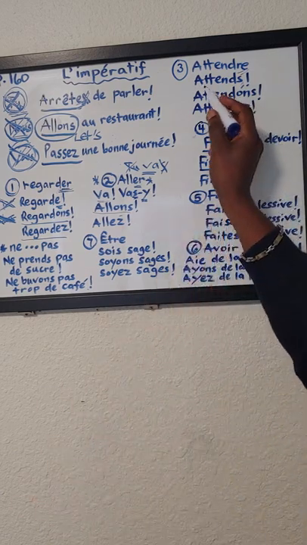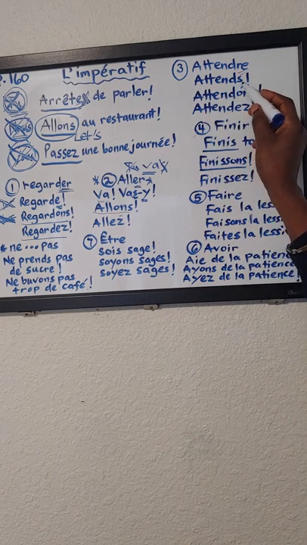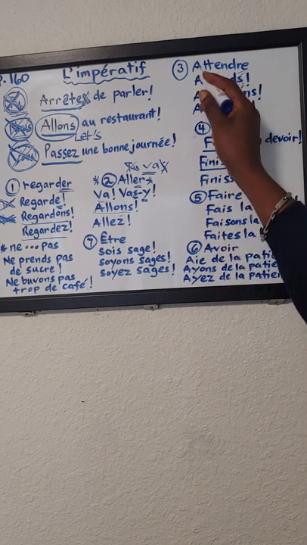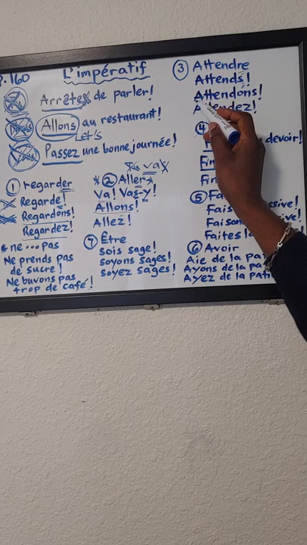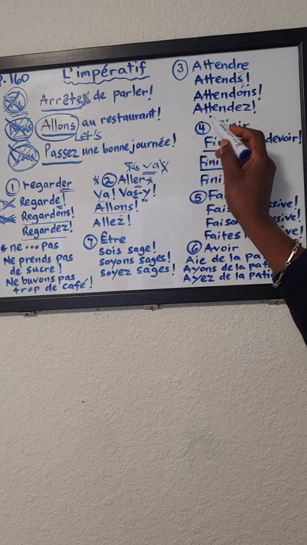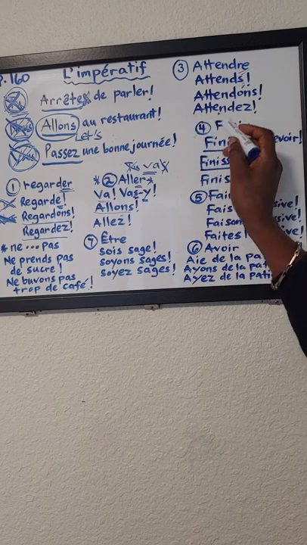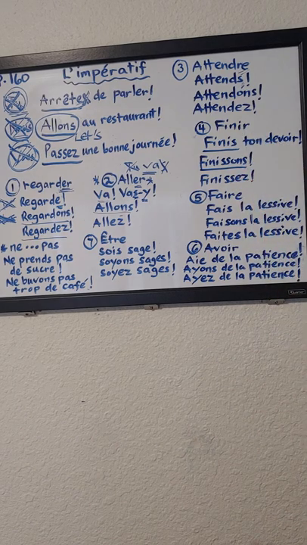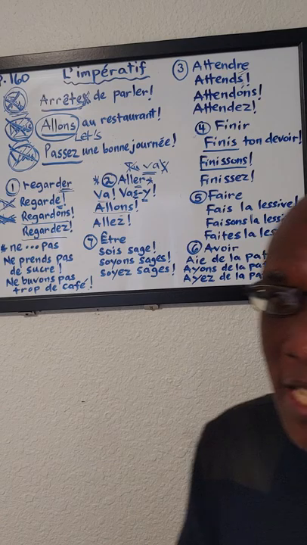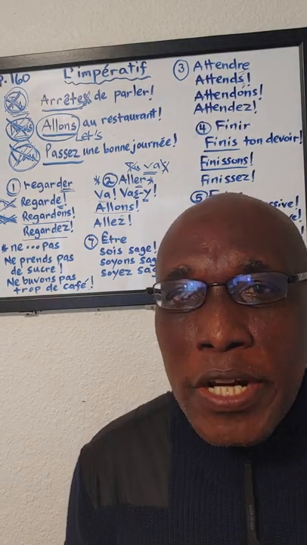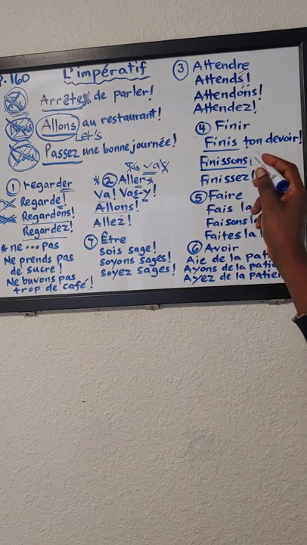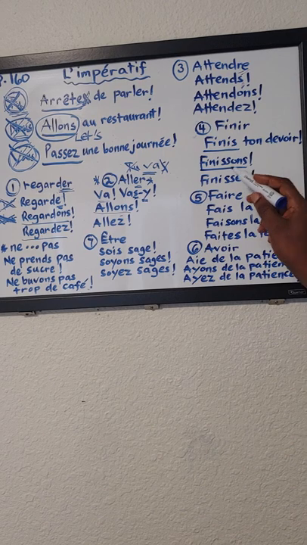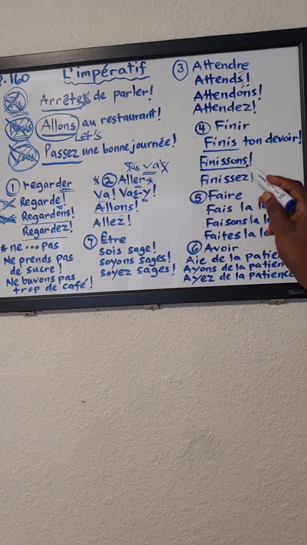So the tu form, attends. See the S is there. Don't drop it. The nous form, attendons. Let's wait. This is to wait. So wait. Let's wait. You, right? You wait. Attendez. The conjugations will be like that. All right? Finir, ir verb. Look at the conjugations. Don't drop anything except the subject pronouns. Right? So, see? Drop the R and the SS. Right? SS, T, and then you have your SS, SS, and then ONS and EZ.